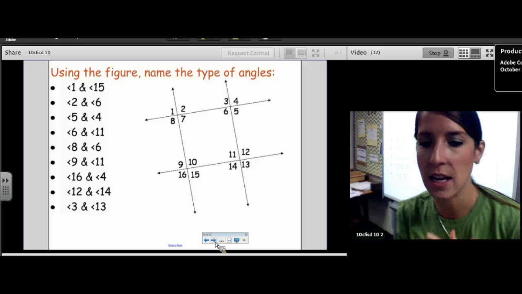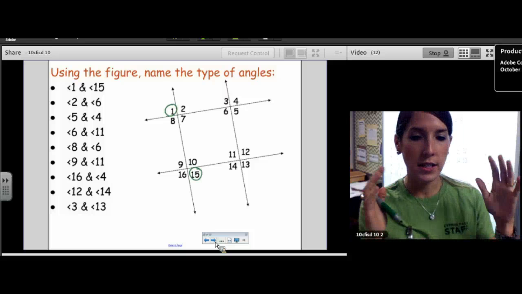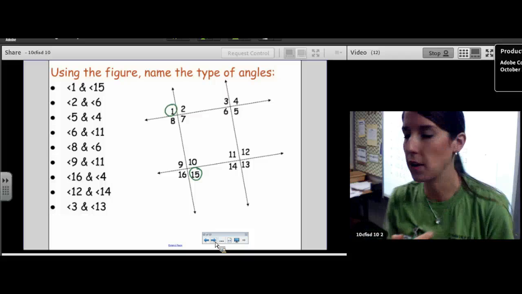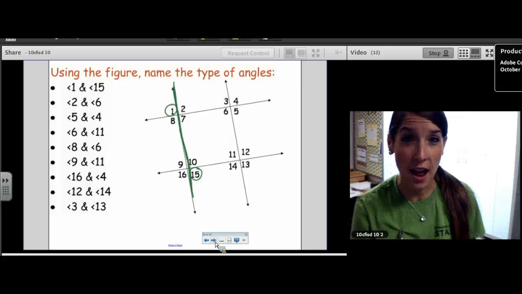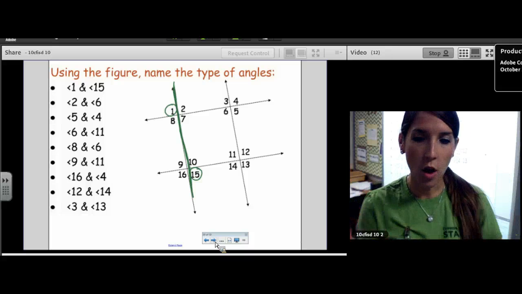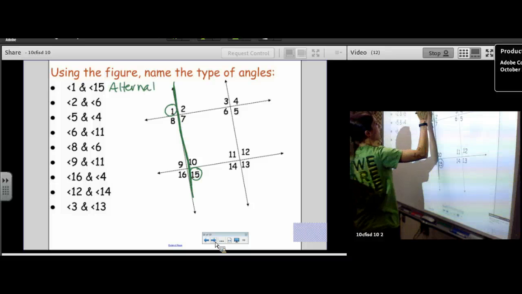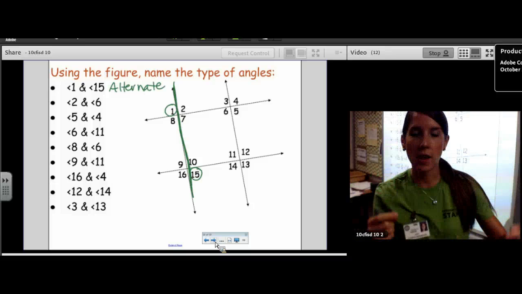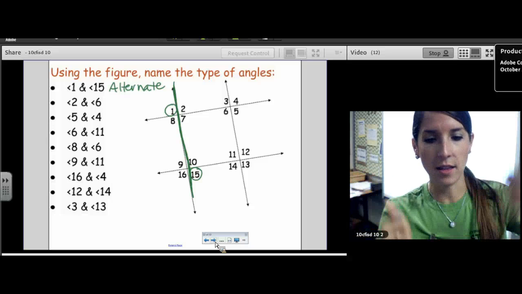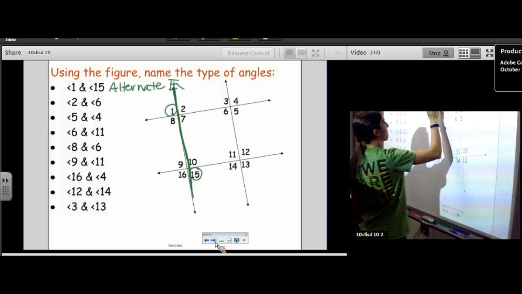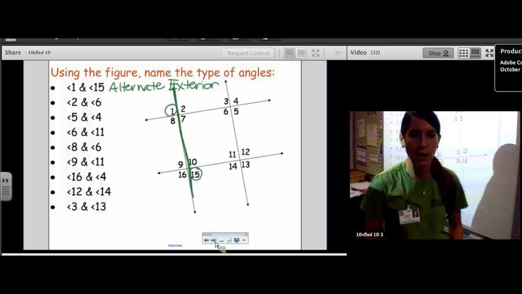1 and 15. So you ask yourself some questions. Are those on the same side or alternate sides of the transversal? Here's the transversal. By the way, the transversal could change in every question. Those are on alternate sides. So we know to start with the word alternate. Then we ask ourselves, are those angles interior or exterior? Are they inside the lines or outside the lines? Yep, exterior. So 1 and 15 are alternate exterior angles.